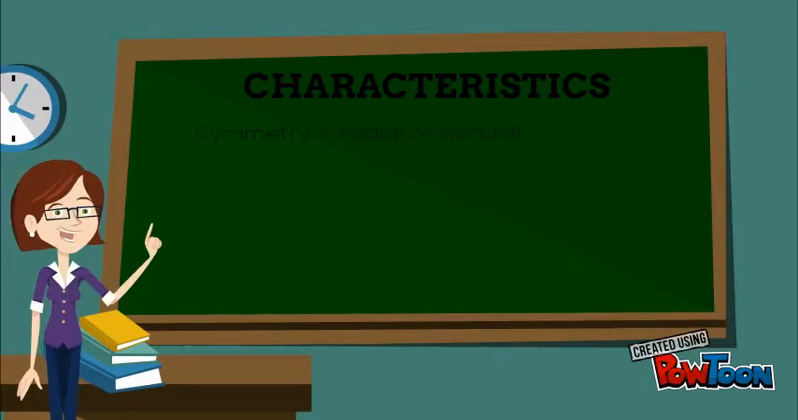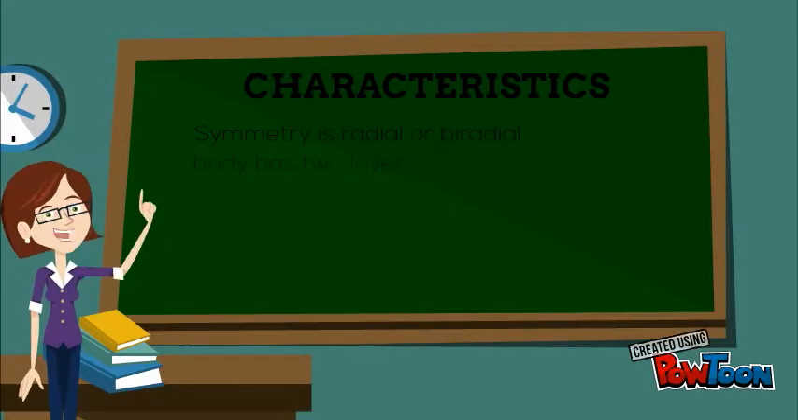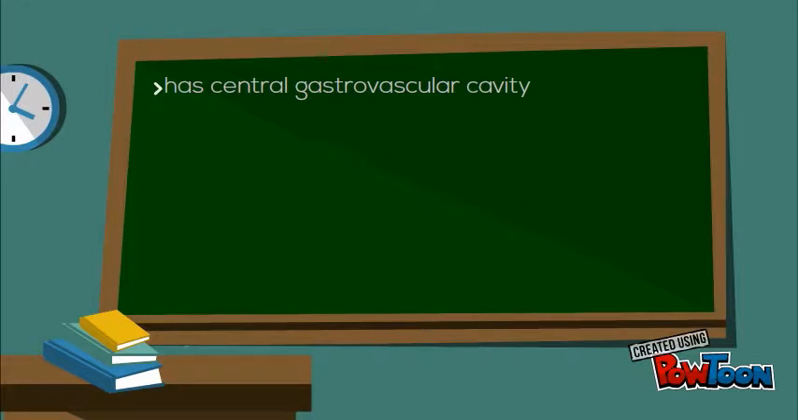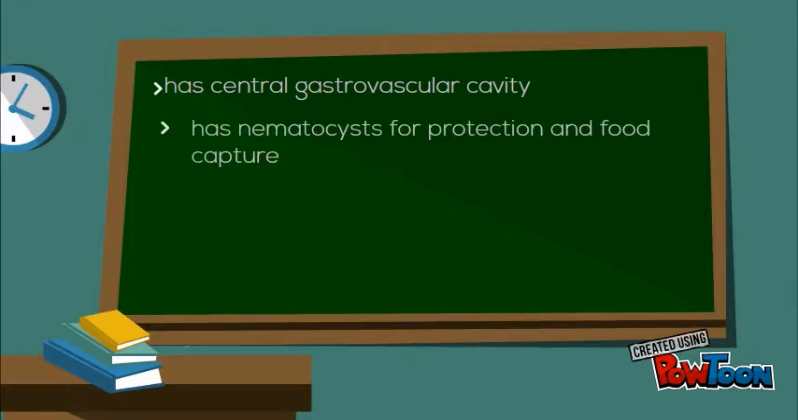The symmetry is either radial or biradial. Its body has two layers, epidermis and gastrodermis. Its muscular system is epitheliomuscular type. It has a nerve net but there is no respiratory and excretory system existing. It has a central gastrovascular cavity. It also has nematocysts for protection and for food capture.